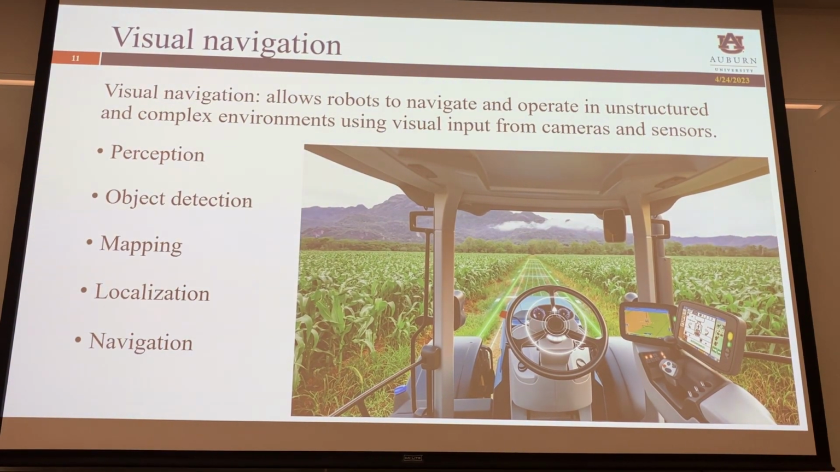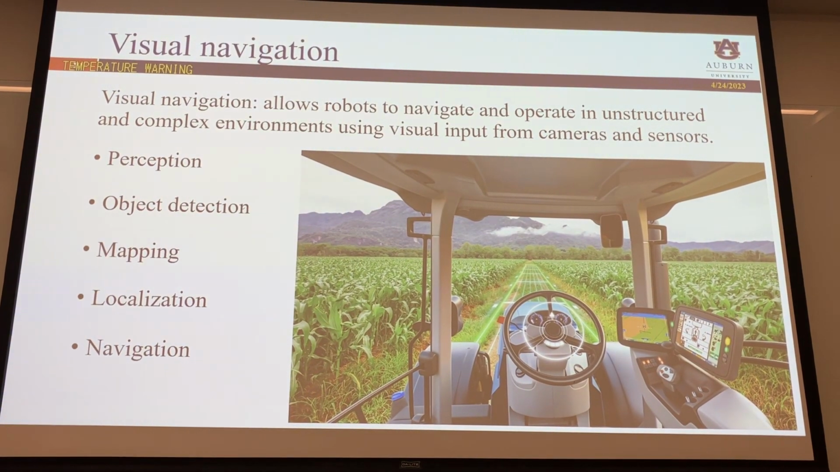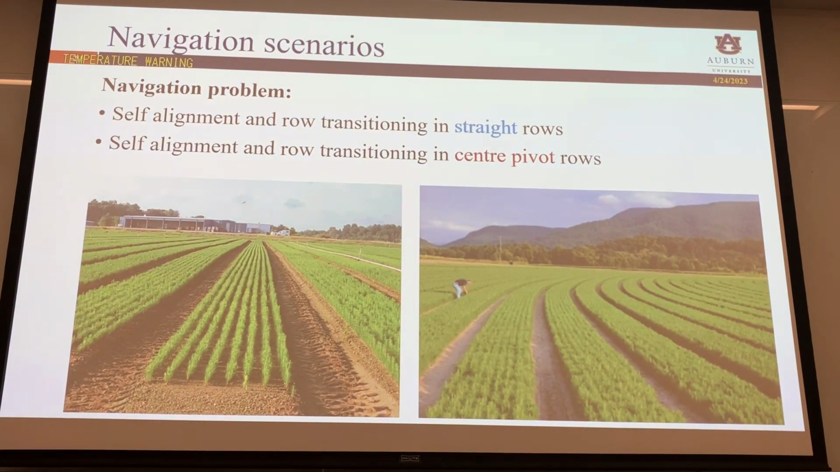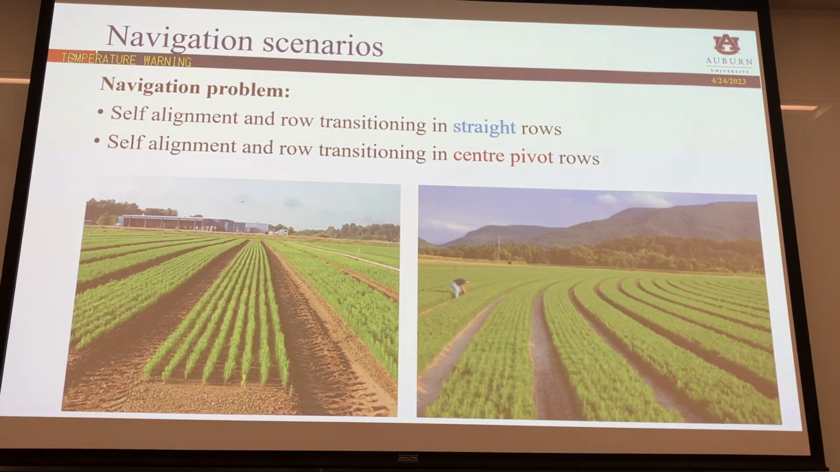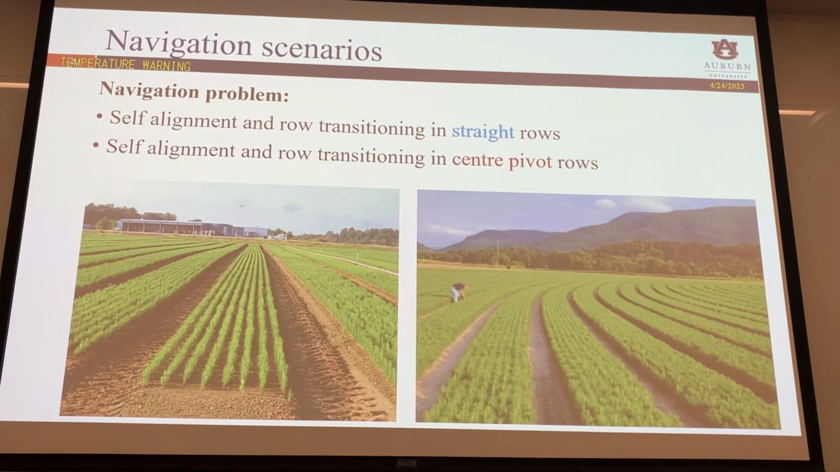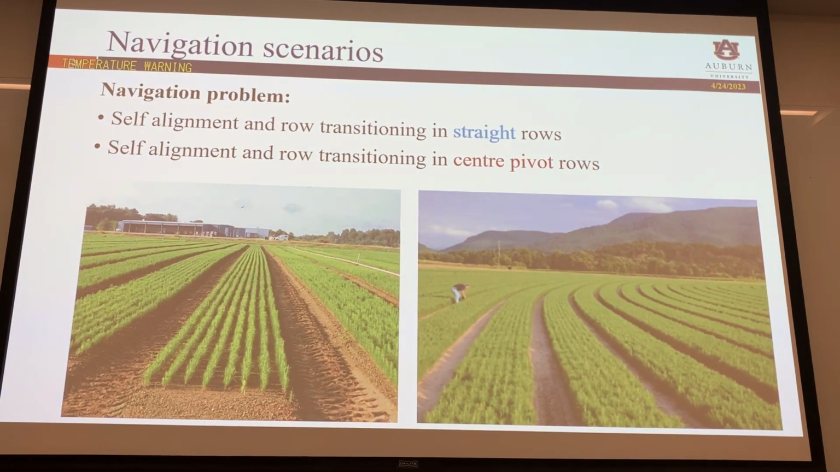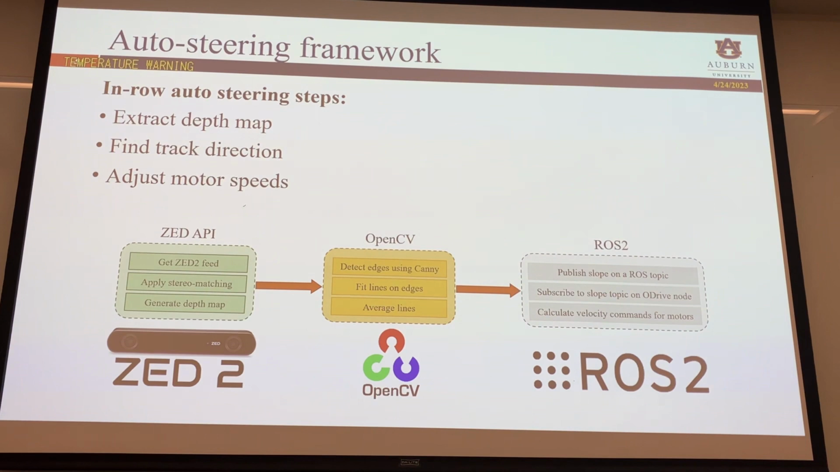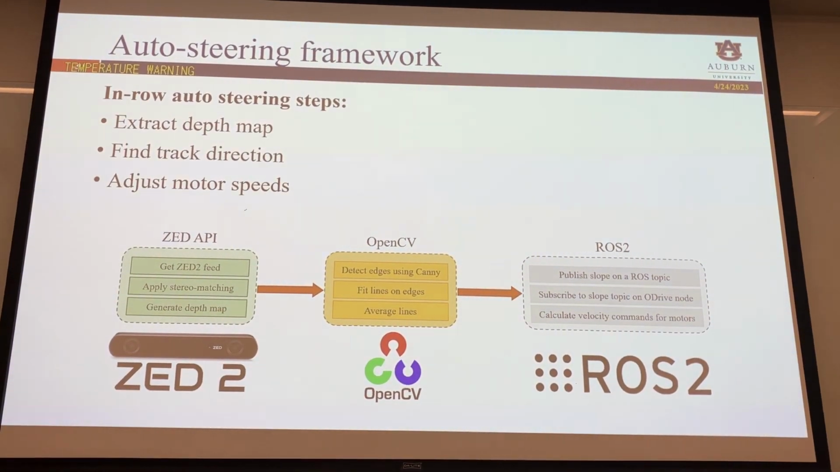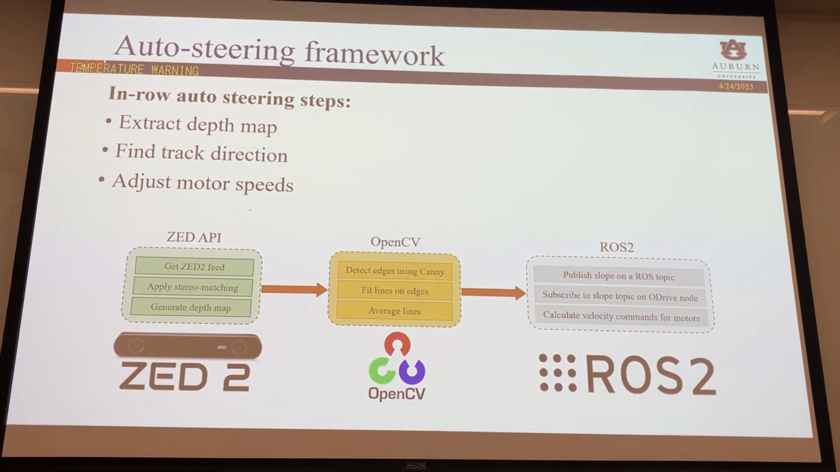And also I have visual navigation. I have used visual navigation for the robot. There are two experimental scenarios that the robot has to be useful for. Some seedlings have center pivot rows, some of them have straight rows. So for auto steering, or visual navigation, I have developed the following pipeline.